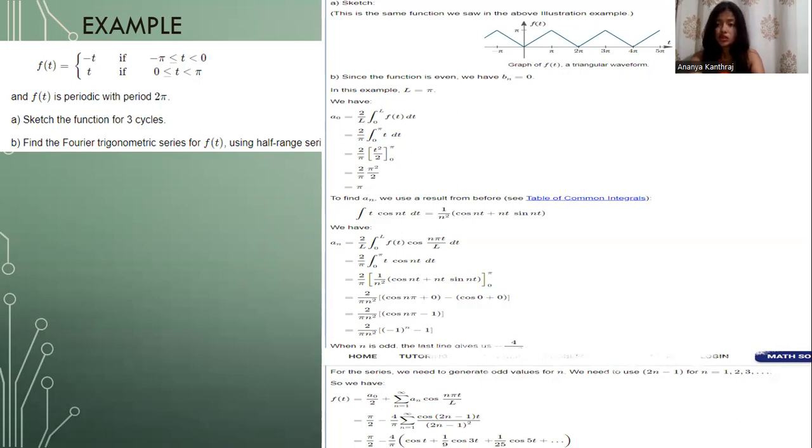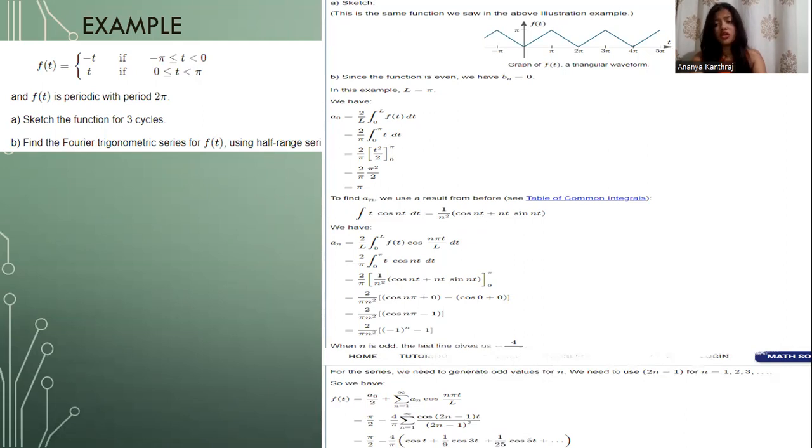Substituting the upper limit and the lower limit, you're going to get the value as 2 by pi into pi square by 2, which is nothing but pi. Pi square gets cancelled, 2 and 2 get cancelled, and the remaining one variable is pi. Sorry, it's a constant. Okay. So now to find a n, we use a result from before.